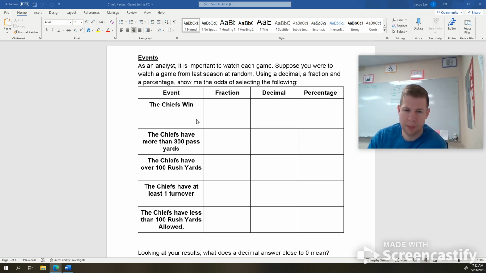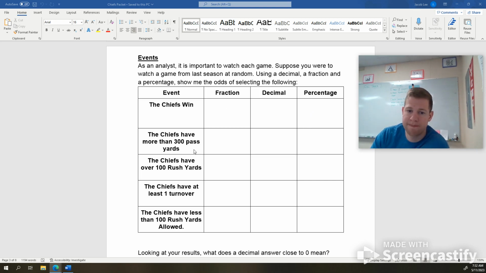All right. I think for everybody, they're just about the same. Your numbers will be different because the teams didn't all win the same amount of games. The teams didn't all have the same amount of games with more than 300 pass yards, and so on. So how this works is you will find this answer, the Chiefs winning, as a fraction. You will convert that fraction into a decimal, and then that decimal will get turned into a percentage.